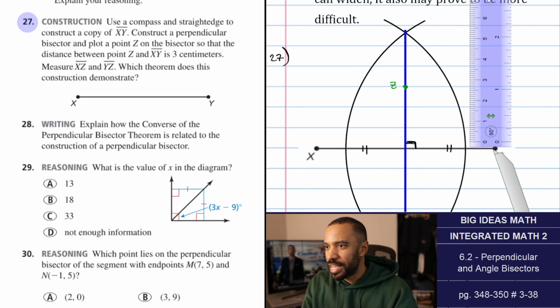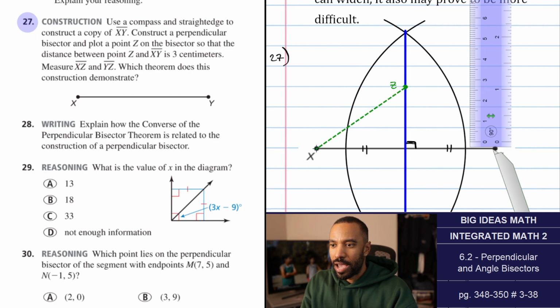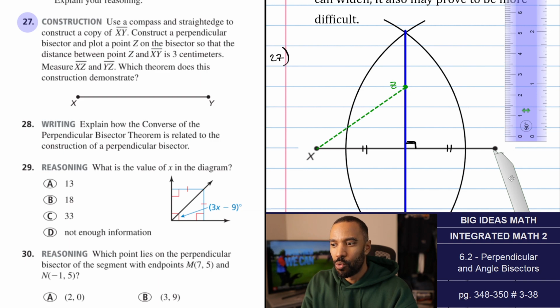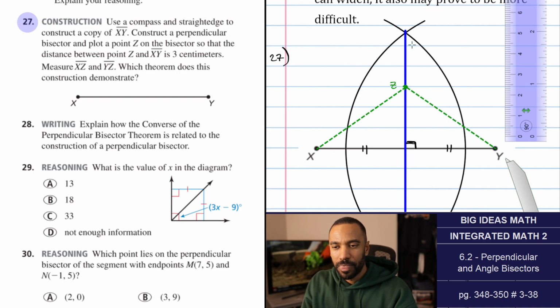But what we should be getting here are equal distances. Now, everyone's XZ and YZ will be different because I copied and pasted it from the book and I resized it. So who knows what my XZ and YZ is. Yours isn't going to be the same as mine. But the point is, these distances should be the same.